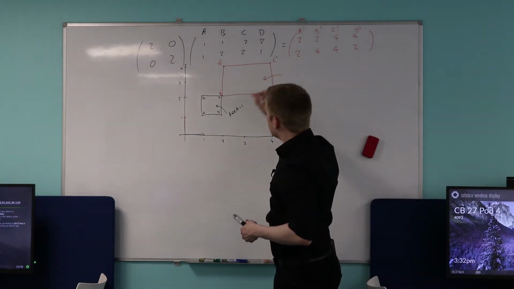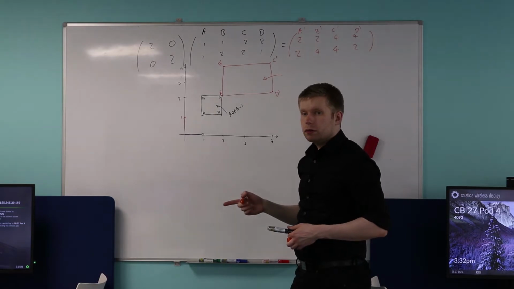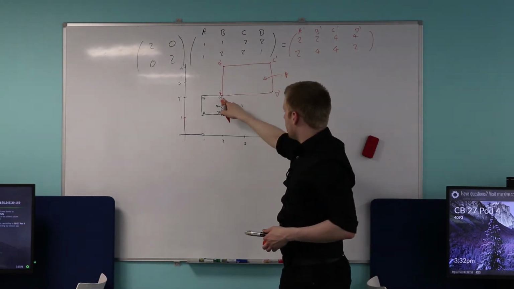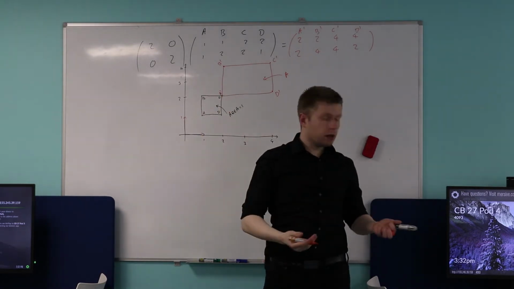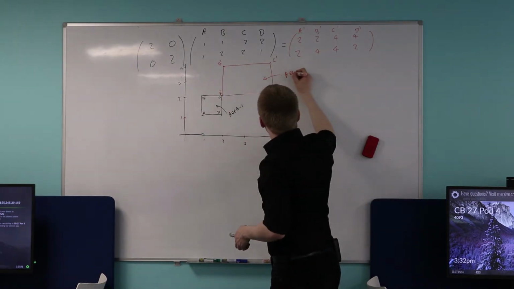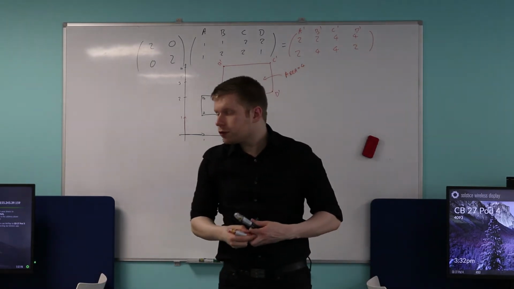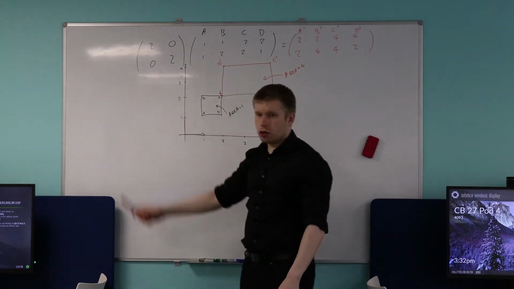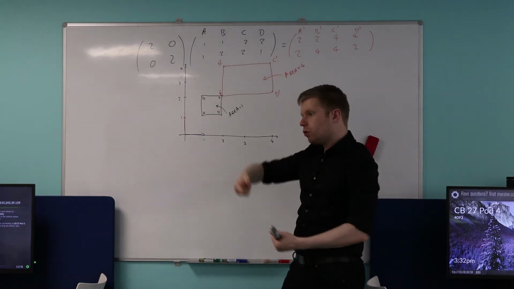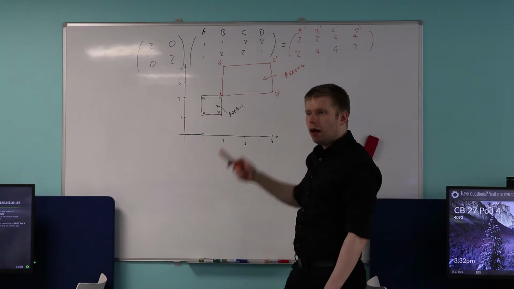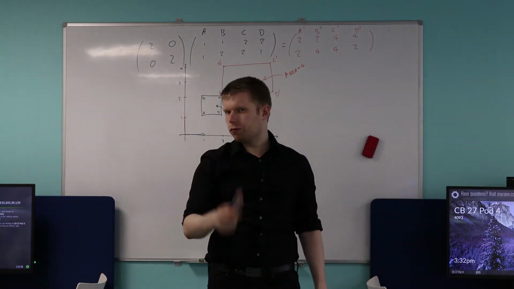Do we agree? What's the area? It's 4, right? Because each length now is 2. Look, we're going from 2 to 4, 2 to 4. Do you see that? Okay. So the area is now equal to 4. So in other words, after I've applied my transformation, I'm stretching it by 2 in each direction, but the area has been enlarged by a scale factor of 4.